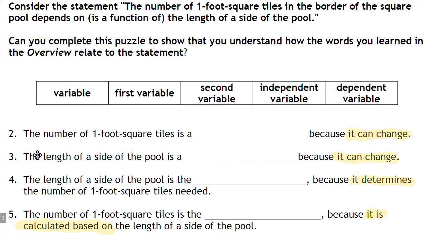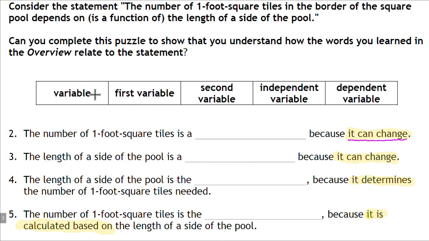So what I've done is I've gone through beforehand and I've highlighted some of the keywords that really help us to understand this problem. So for number 2, it says the number of 1-foot square tiles is a blank because it can change. So now that I've highlighted that it is something that can change, when we look at our terms, which one of these terms means that it can change? And they've got quite a few different types of variables along with just the general term variable.